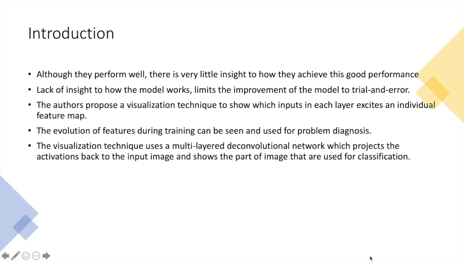The technique actually uses a deconvolutional network, which has the transposes of the convolutions as the layers, in order to map the activations back to the input image so that we can see which parts of the input image are important for the classification.